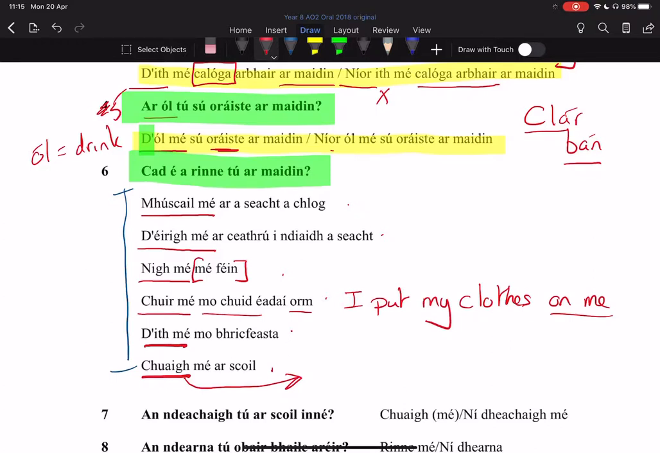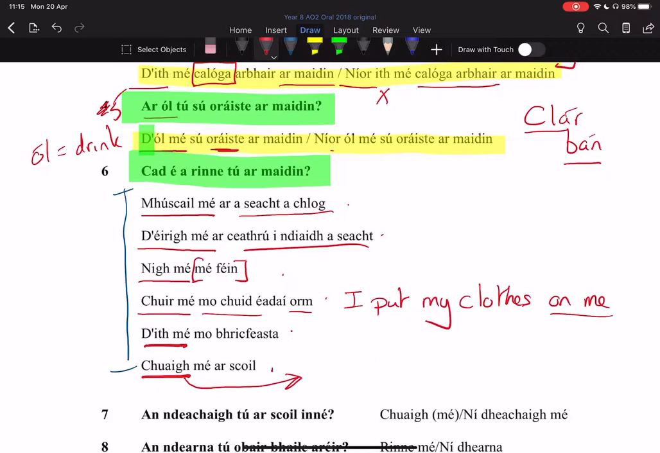So the answer to this one, as Gaeilge, you would say: Dhúisigh mé ar a seacht a chlog, d'éirigh mé ar cheathrú tar éis a seacht, nigh mé mé féin, chuir mé mo chuid éadaí orm, d'ith mé mo bhricfeasta, chuaigh mé ar scoil. Obviously, you would change the times if the times didn't suit you for those.